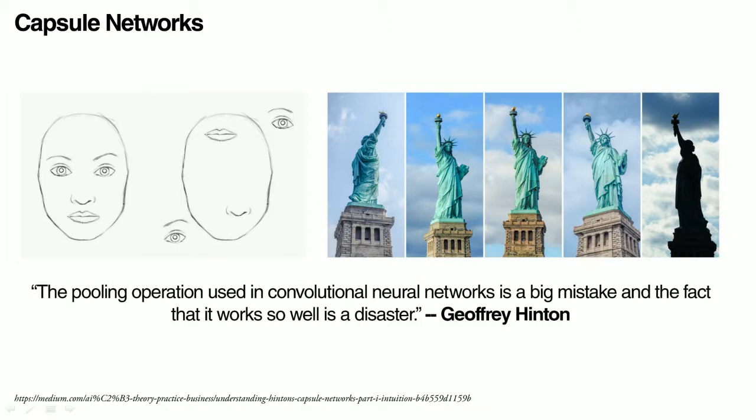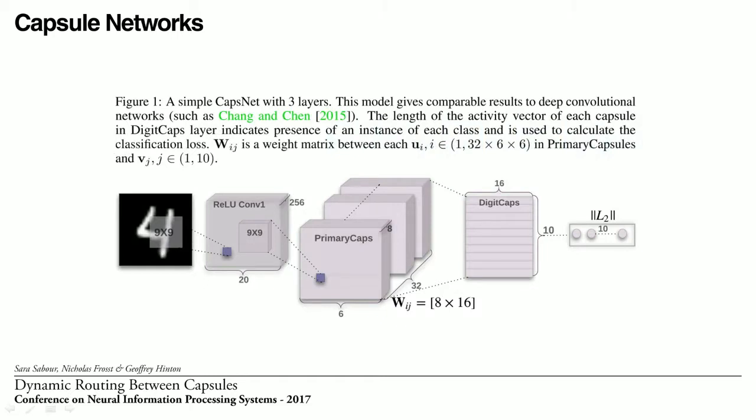Geoffrey Hinton did an AMA, Ask Me Anything, on Reddit a few years ago, and said that the pooling in CNNs was a big mistake, and the fact that it works is actually a disaster. And so last year, he and his students published Capsule Networks, and the key idea here is that the representation of objects in the brain, not that we understand exactly how the brain works, does not depend on a view angle. And they looked at how that could be translated to neural networks.